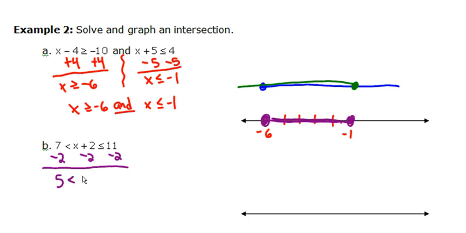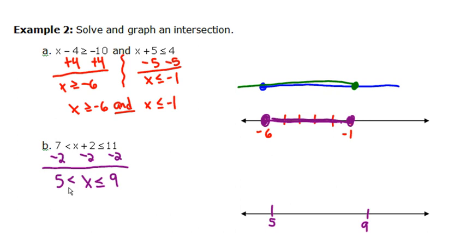So I have 5 is less than x, which is less than or equal to 11 minus 2, which is 9. Now I like the way these are set up because it makes it easier to graph. Literally, I have 5, that's my smaller number. I have 9, that's my larger number.